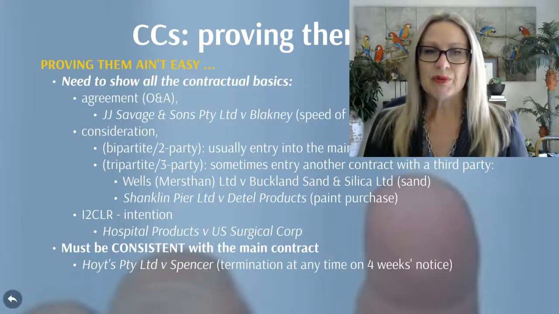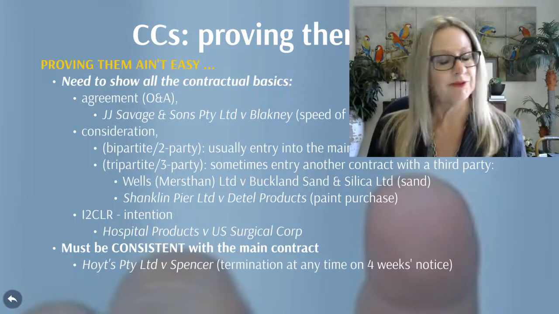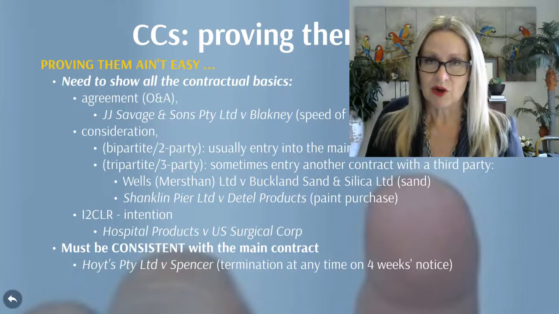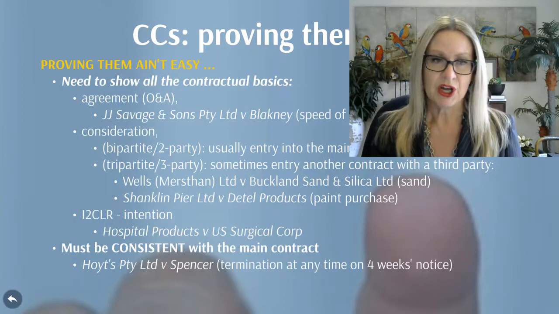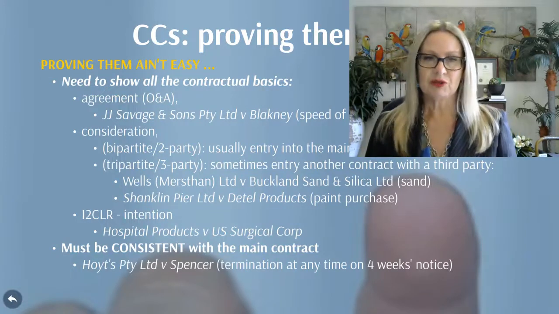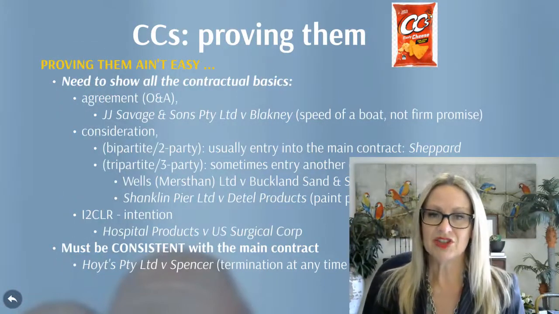Again, you've got to show, because collateral contracts exist at common law as a fully fledged contract, you need to show all the basics of contract formation. So you've got to show agreement, you've got to show your offer and acceptance, you've got to show your consideration, you've got to show things like intention to create legal relations and capacity and all of that stuff. So in terms of agreement, normally we talk about the Savage case.